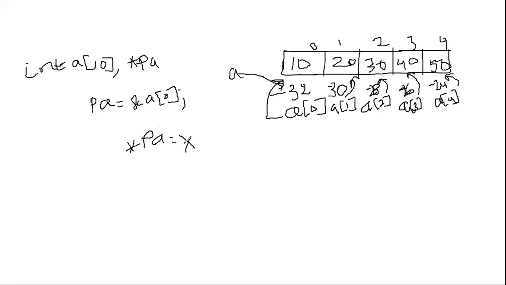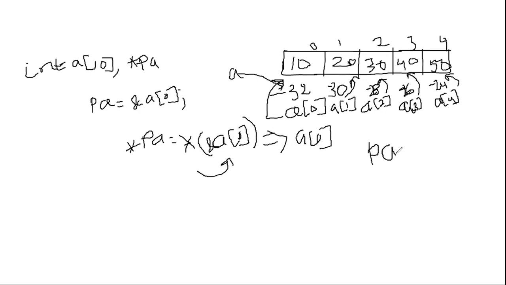Star PA means star of ampersand a of 0. So automatically you will get the value in that address, which means the a of 0 value will be retrieved. Okay, so next PA will be incremented, PA plus plus, because it is an integer pointer variable. It increments 2 bytes. So minus 32 plus 2 is minus 30.